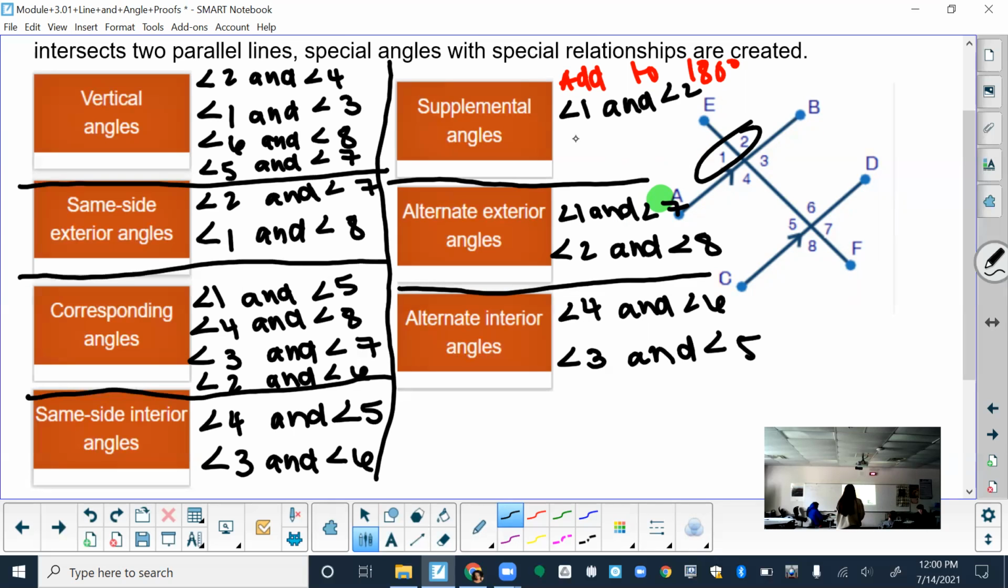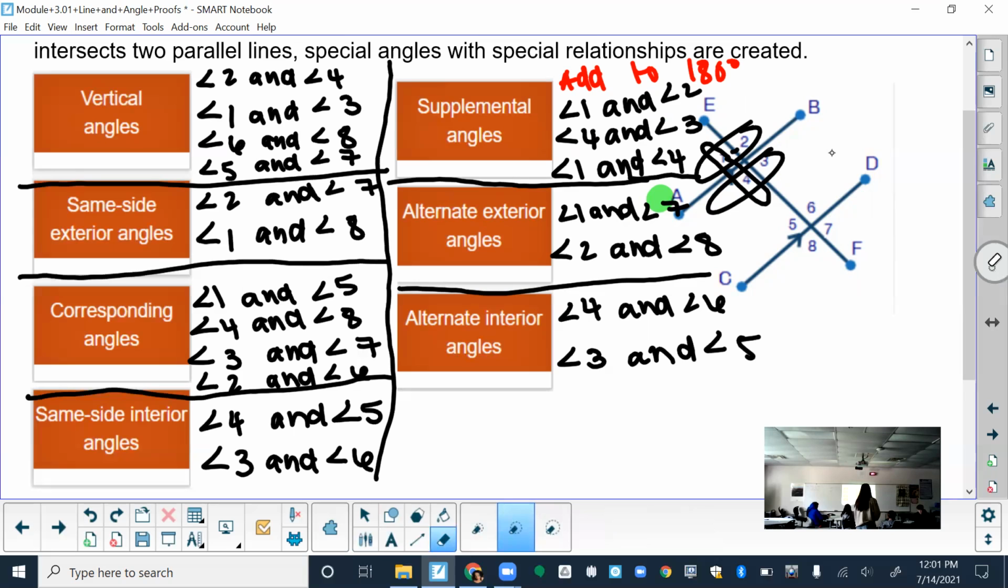What would be another example on this page? 4 and 3, good. So angle 4 and angle 3. Could I also go this way, like angle 1 and angle 4? Yes, I can, because they also make a straight line. So that's why there's so many examples on here.